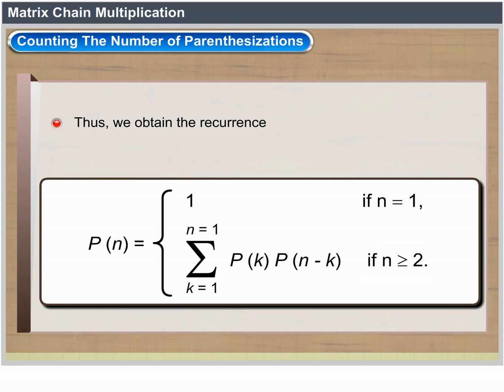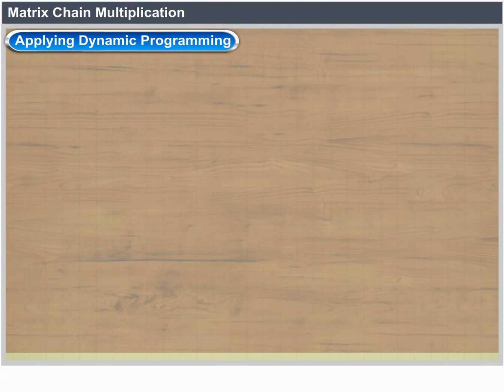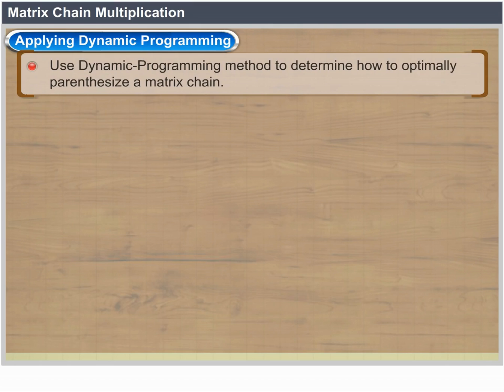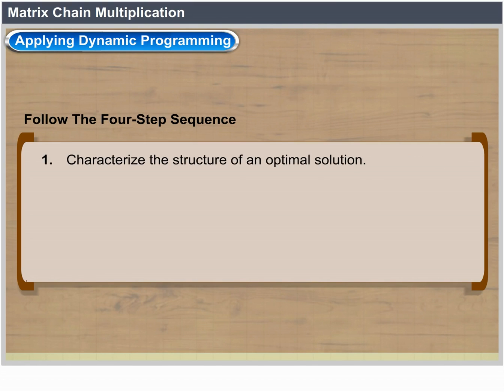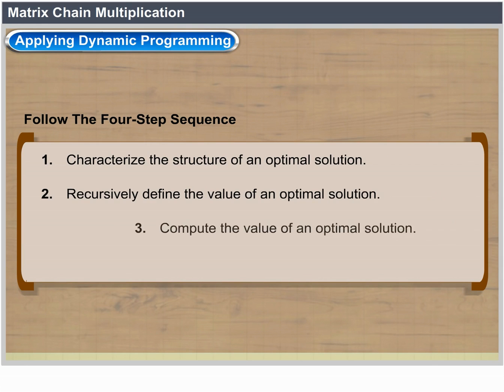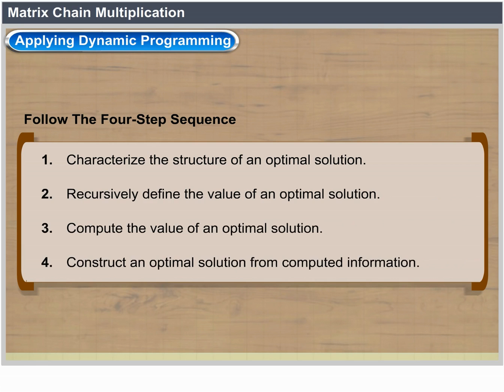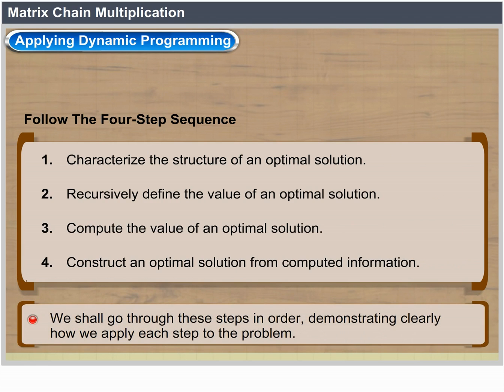Applying dynamic programming. Use the dynamic programming method to determine how to optimally parenthesize a matrix chain. Follow the 4-step sequence. 1. Characterize the structure of an optimal solution. 2. Recursively define the value of an optimal solution. 3. Compute the value of an optimal solution. 4. Construct an optimal solution from computed information. We shall go through these steps in order, demonstrating clearly how we apply each step to the problem.